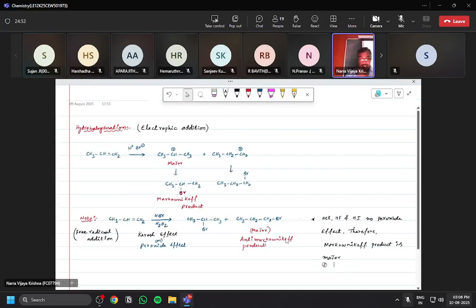Now, here as there is carbocation formation, can I say carbocation rearrangement may occur? Now, the rate of reaction depends upon the stability of the carbocation.